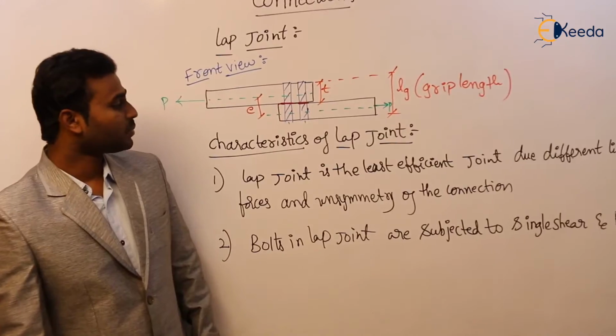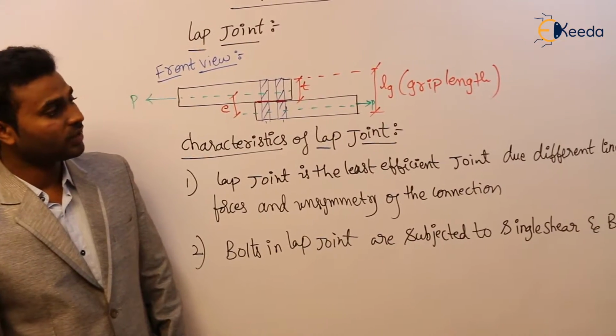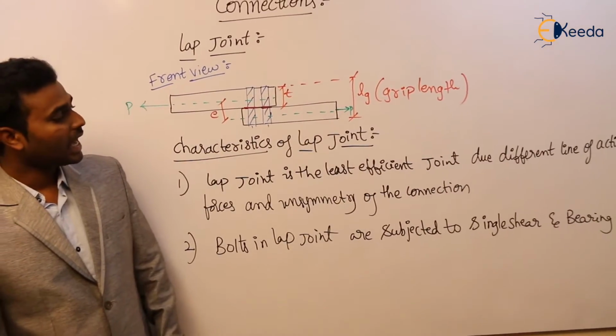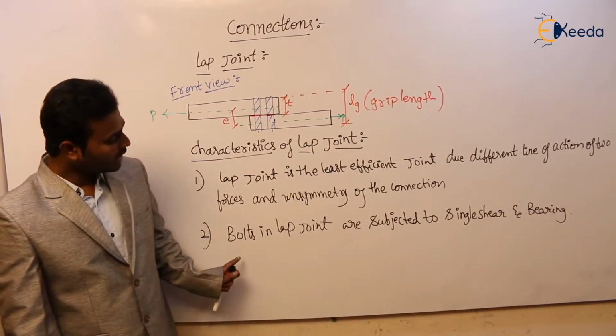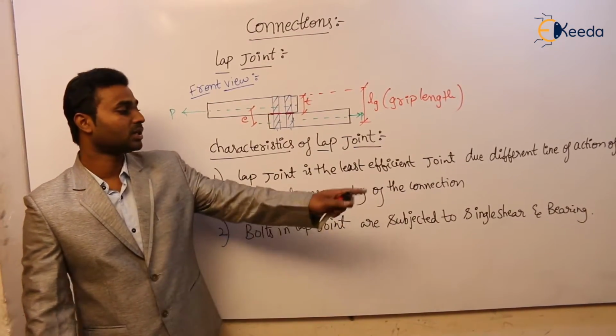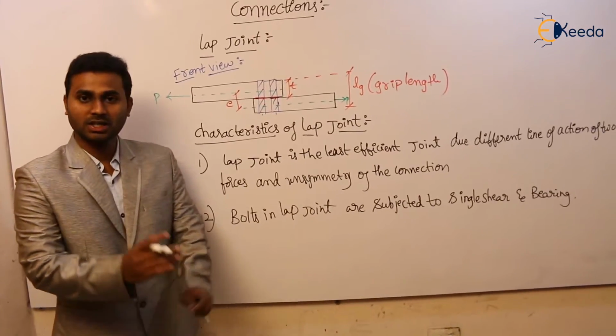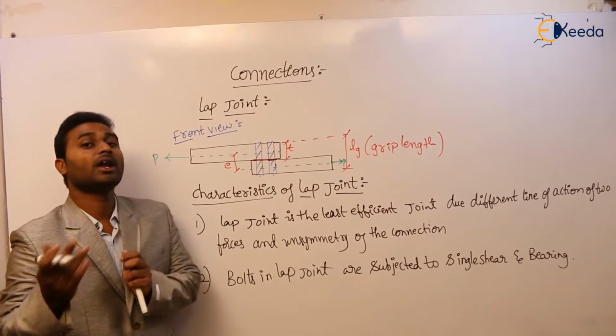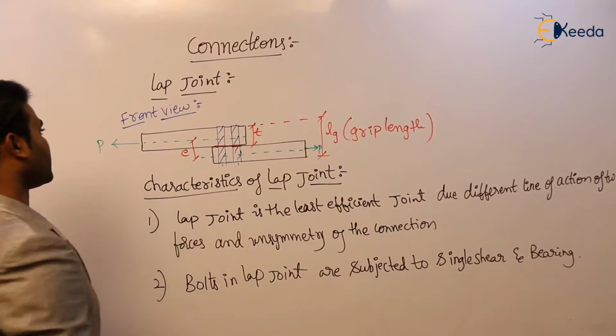Once more, I repeat: lap joint is the least efficient joint due to different lines of action of the two forces and unsymmetry of the connection. And bolts in lap joint are subjected to single shear and bearing. Just now I have shown how it is subjected to shear and how it is subjected to bearing. So what is the next type of connection?